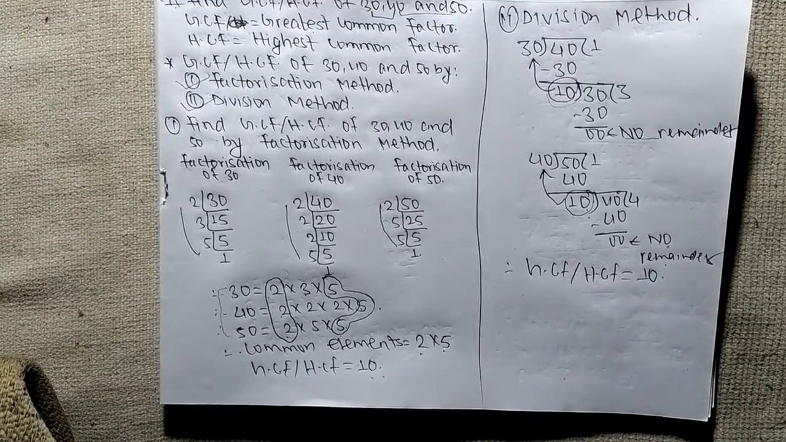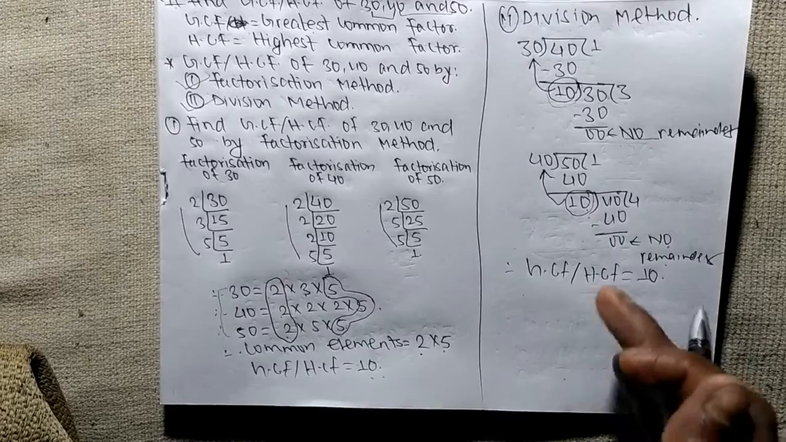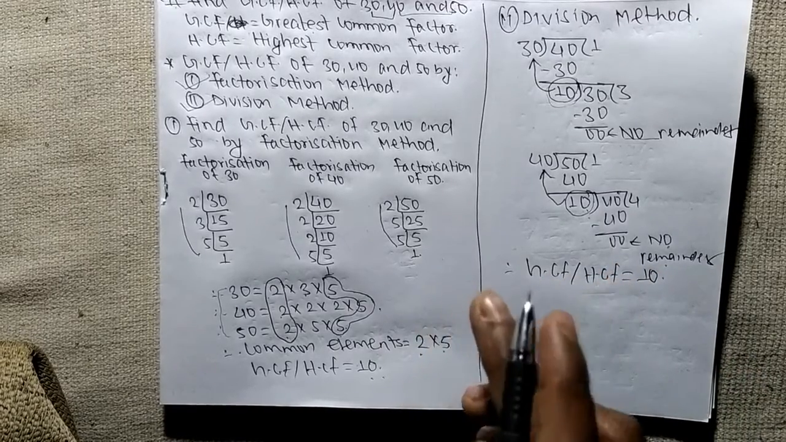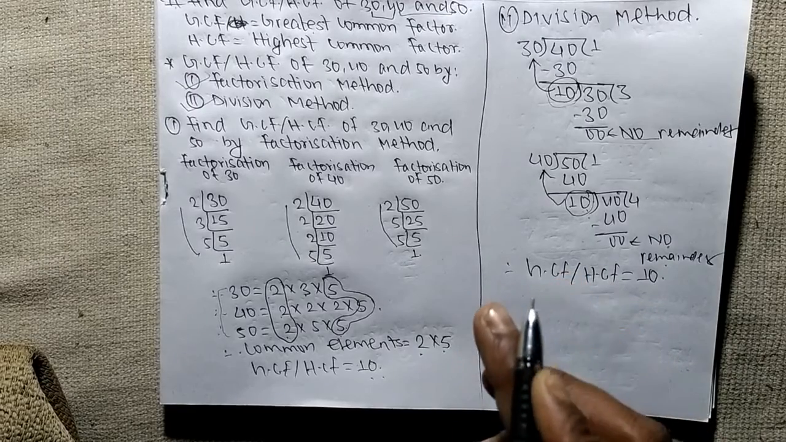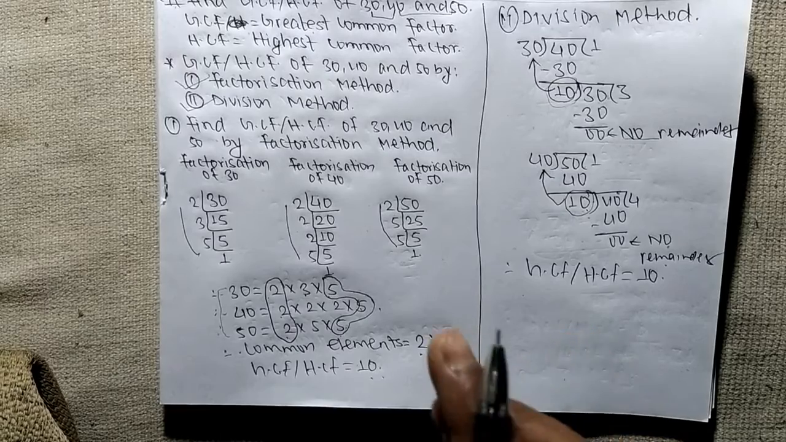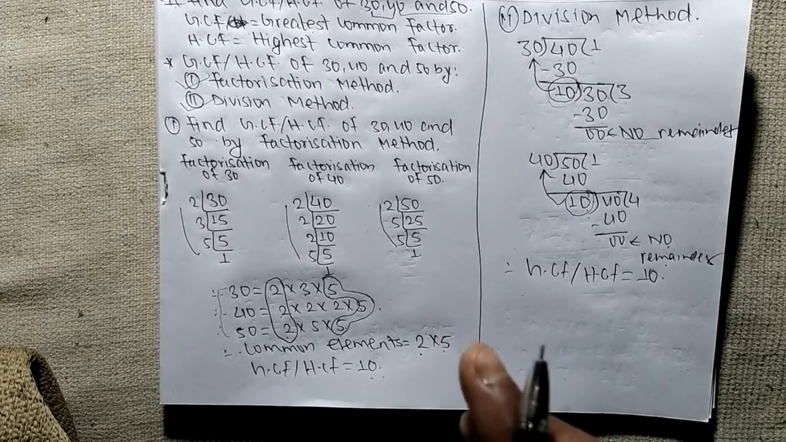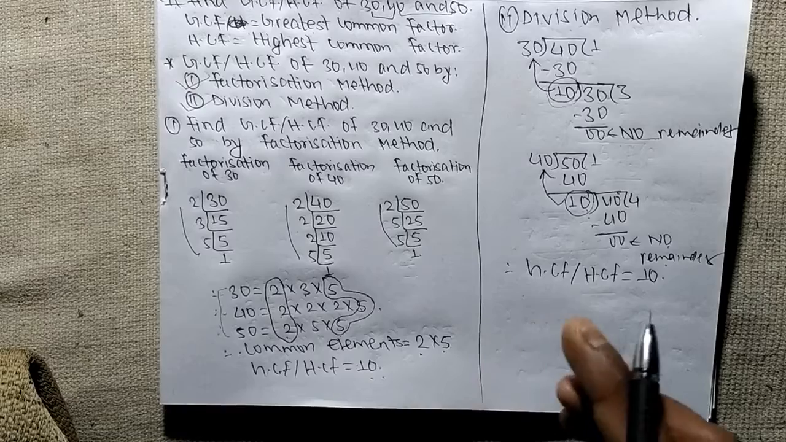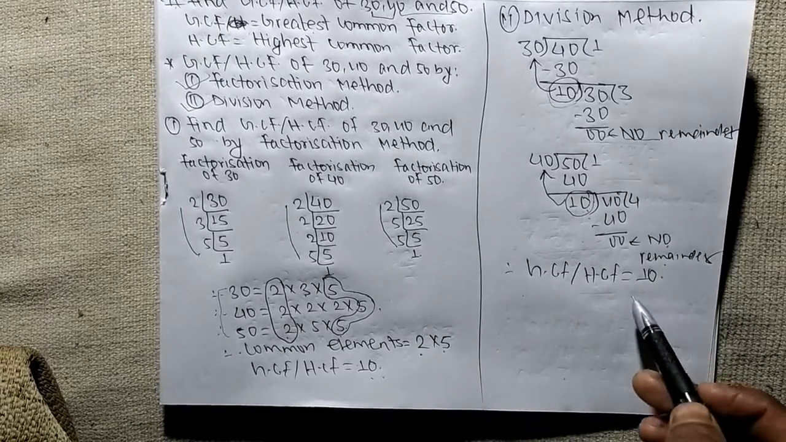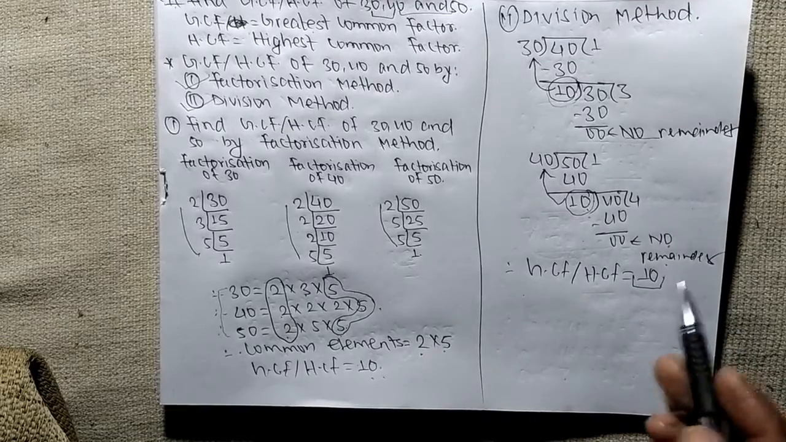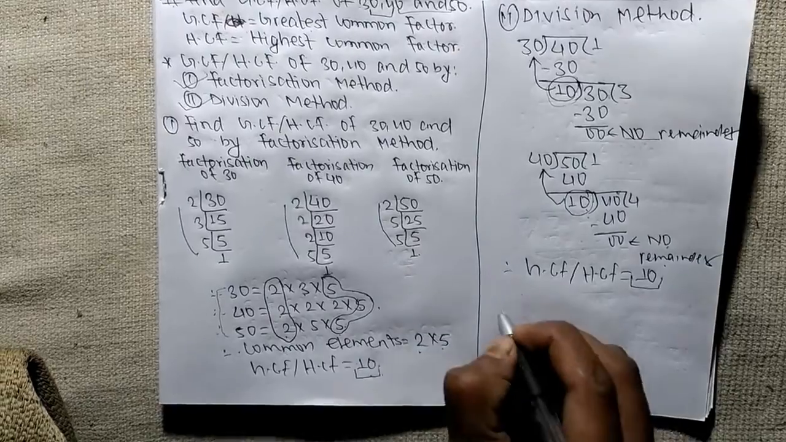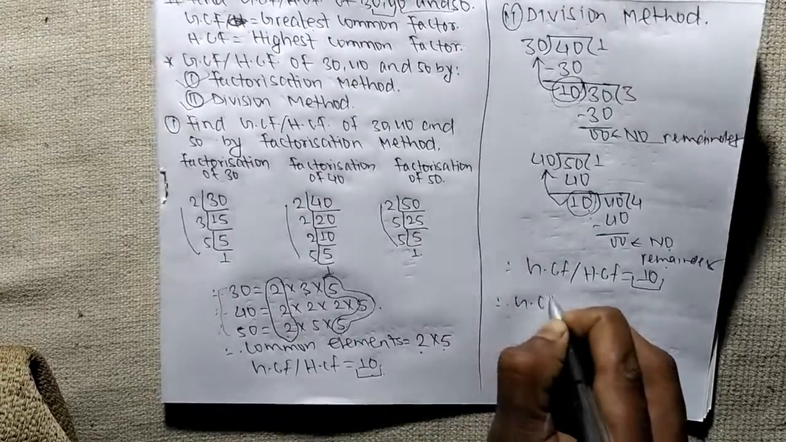So in this way, you can find out GCF or HCF by division method. All you have to remember is that first of all you divide the greater number with the lesser number, and when the remainder comes, then you have to again divide the divisor with the remainder and keep dividing until there is no remainder at last. As you look here in result, in division method GCF is 10, like as in factorization method GCF is 10.